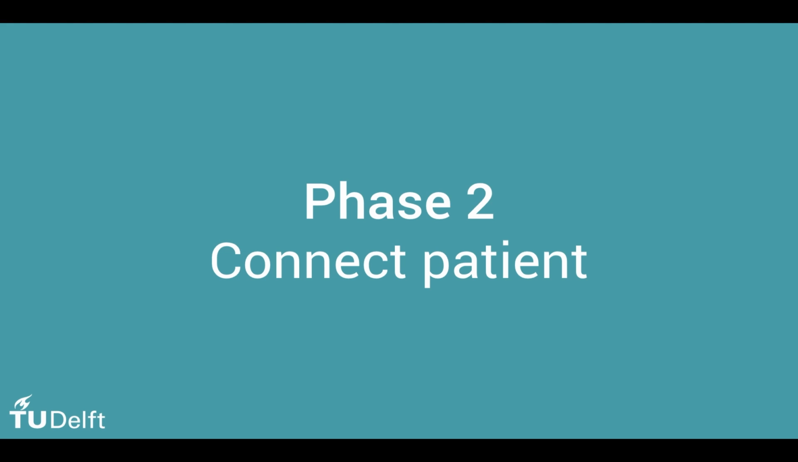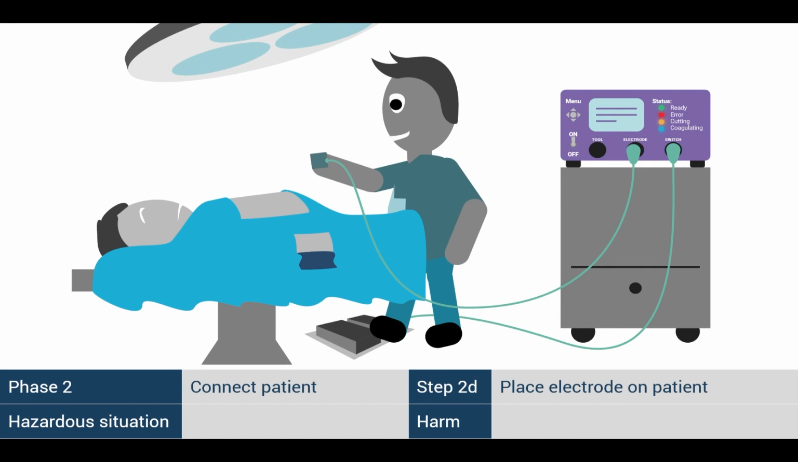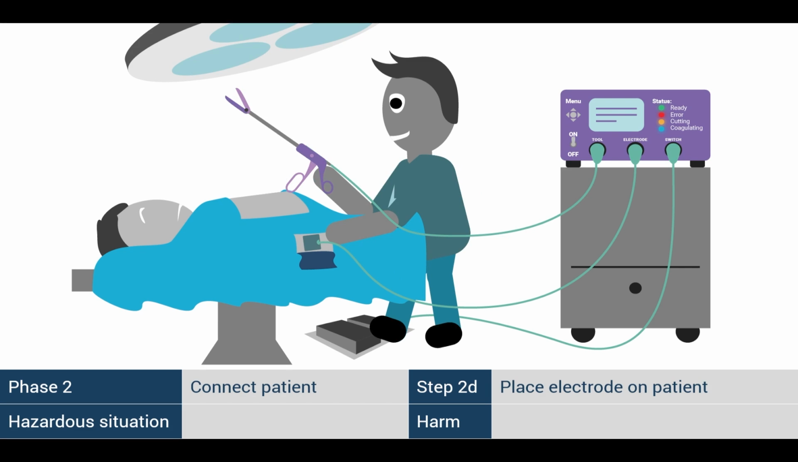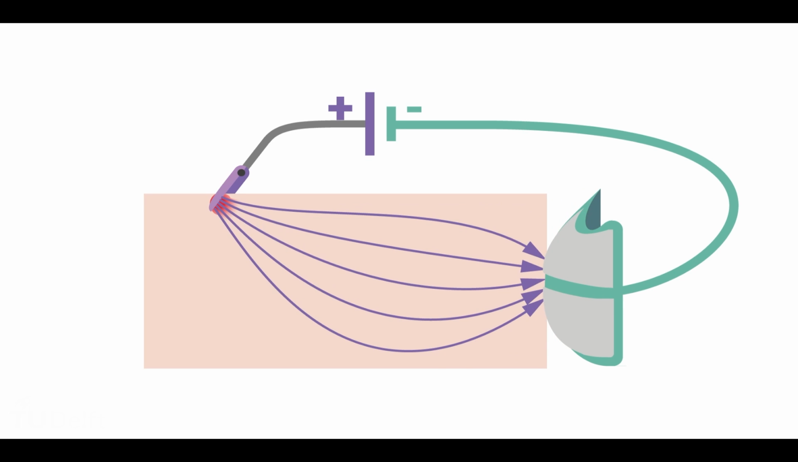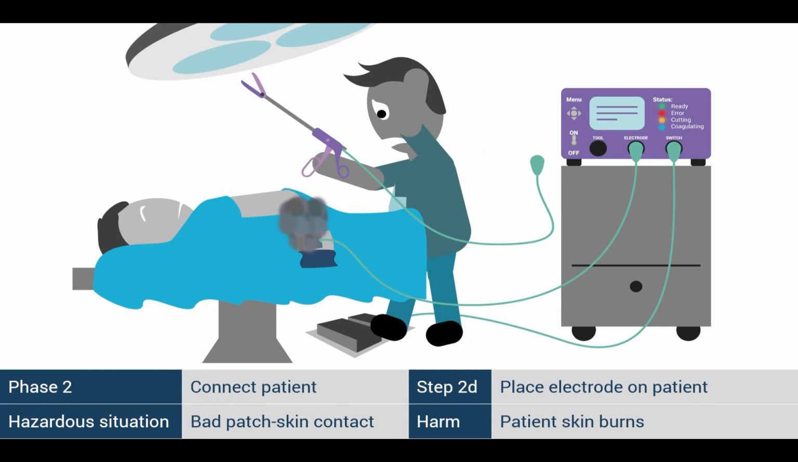In phase 2, connecting the patient, and specifically step 2d, it is essential that the return electrode makes good contact with the patient's skin. This is because then the area through which the current has to go is as large as possible, and thus the current density at that point as low as possible. If only a small part of the patch is in good contact with the skin, all current flows through a tiny area of the patch, creating a high current density and thus a potentially dangerous temperature rise and skin burns where the electrode contacts the skin.